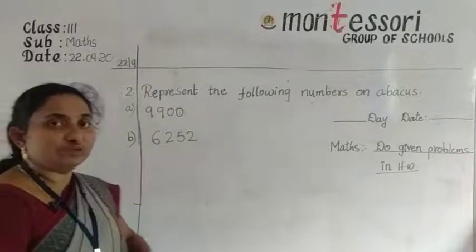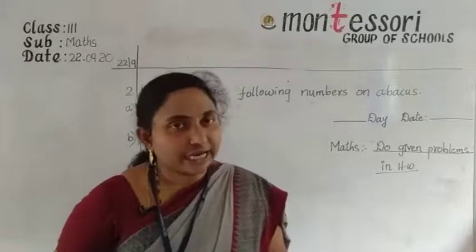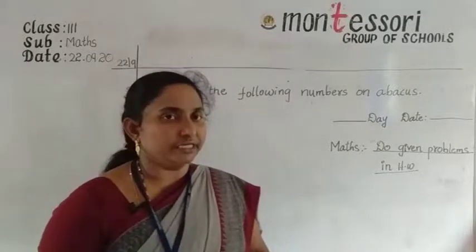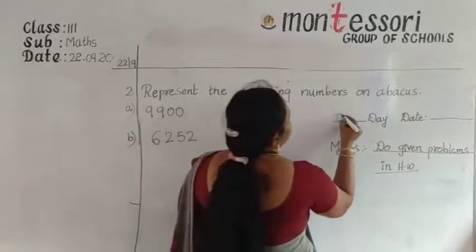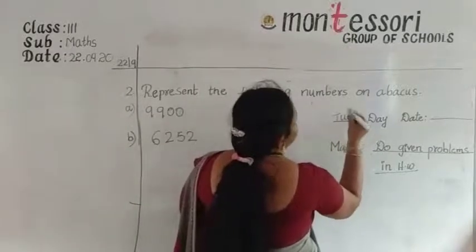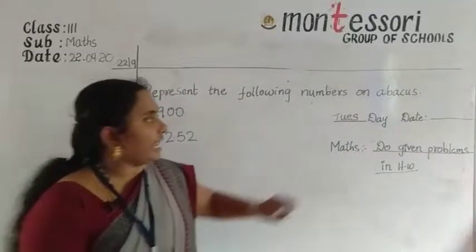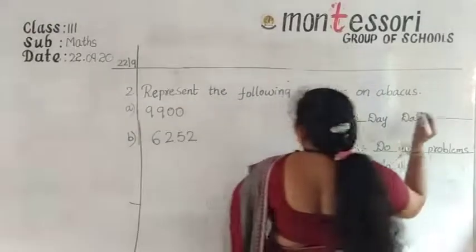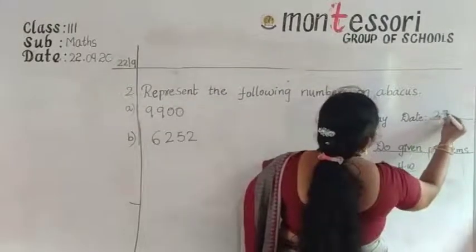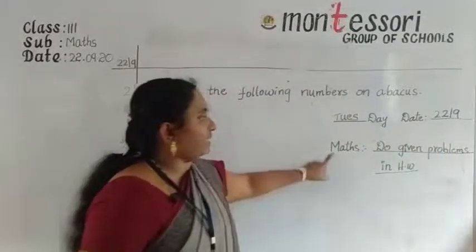And draw the abacus neatly, use the pencil and use the scale, and draw the abacus with neat handwriting. Okay, and write today's day. Today's day, Tuesday. Take your diary, all of you. Take your diary and write day, Tuesday, and date 22/9, today's date. And write maths diary work.